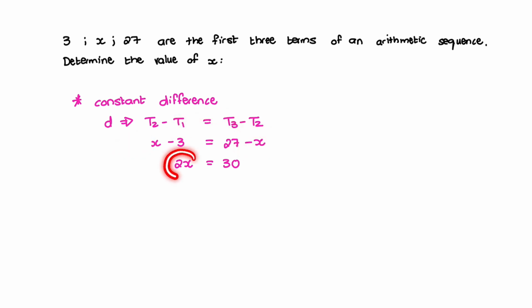Therefore, we have 2x on the left-hand side. And if I move the negative 3 to the right-hand side, it becomes positive on that side, and therefore we have 30 on the right-hand side. So if I divide both sides by 2, I have x is equal to 15.